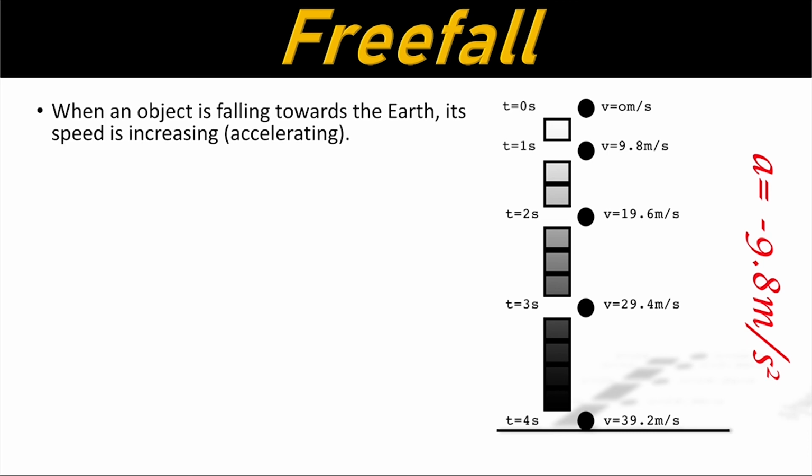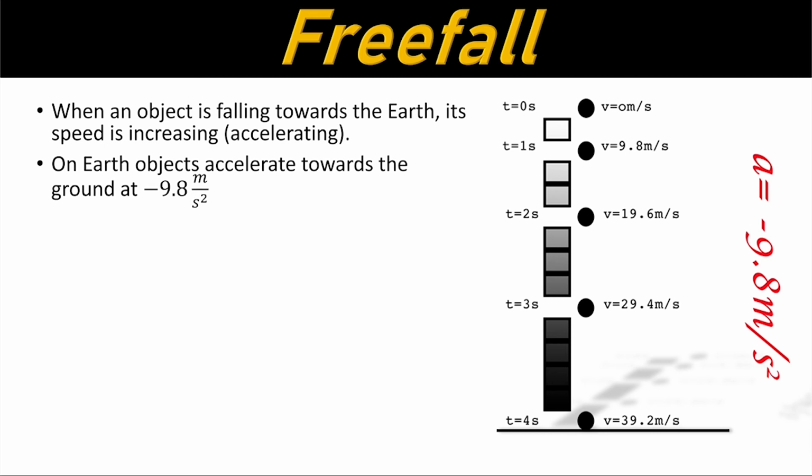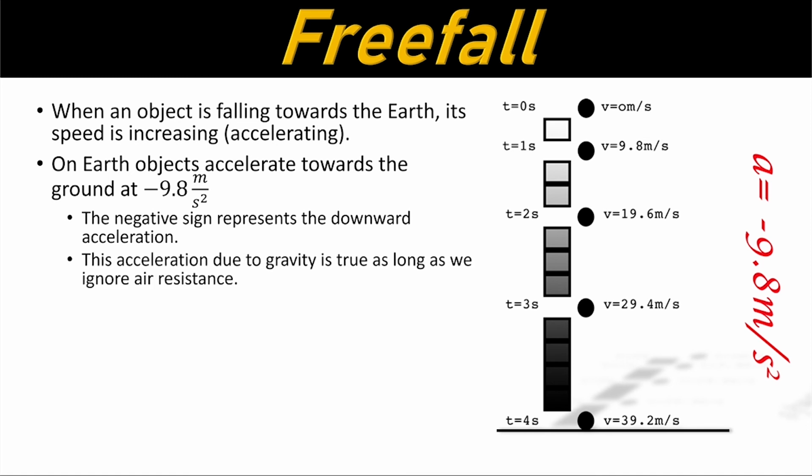So when an object is falling towards the earth, its speed is increasing, which means it's accelerating. You can see that in the diagram over there on the right. Now on Earth, objects have a very specific acceleration. That's negative 9.8 meters per second squared. So anytime something is in free fall, you actually know the acceleration. The acceleration is negative 9.8 meters per second squared. And that negative sign, once again, only represents the direction of the acceleration, which is downwards.